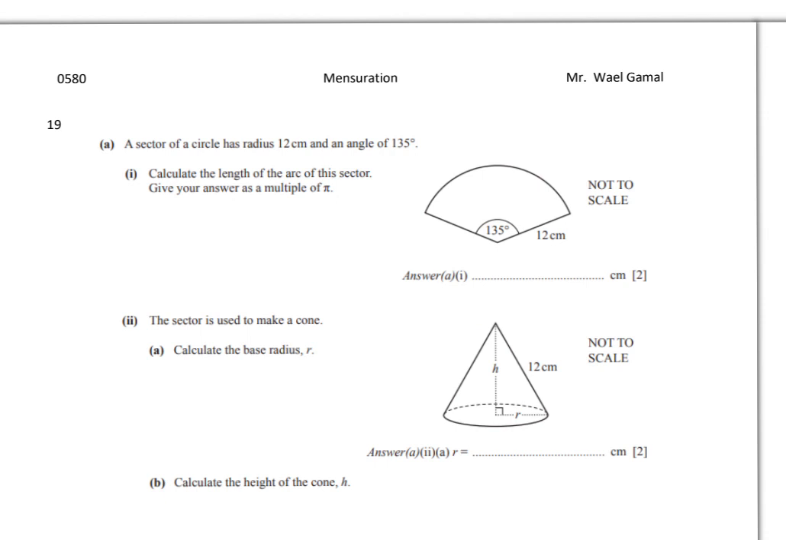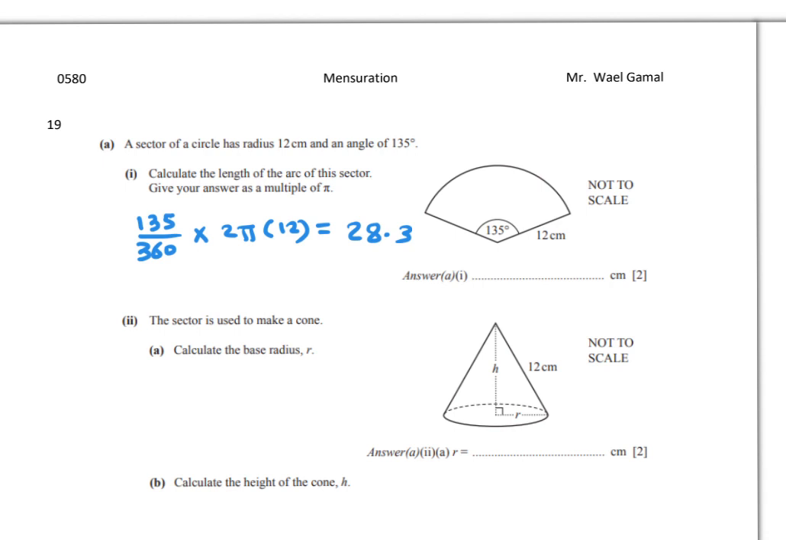Number 19. A sector of a circle has radius 12 centimeters and angle 135 degrees. Calculate the length of the arc of this sector. I need the length of the arc. The length of the arc is 135, the angle, over 360 times 2π times 12. So we can find the length of the arc: 28.3 to 3 significant figures.